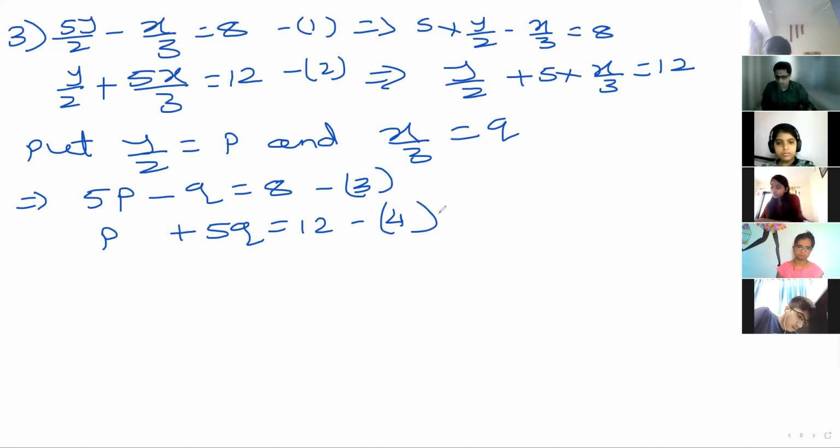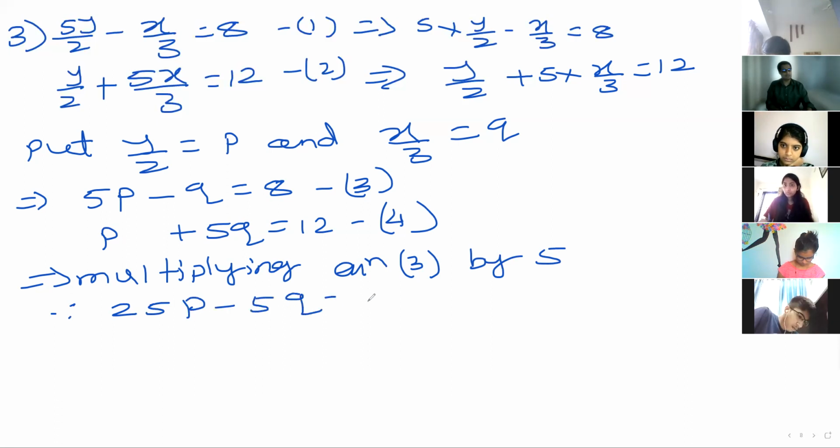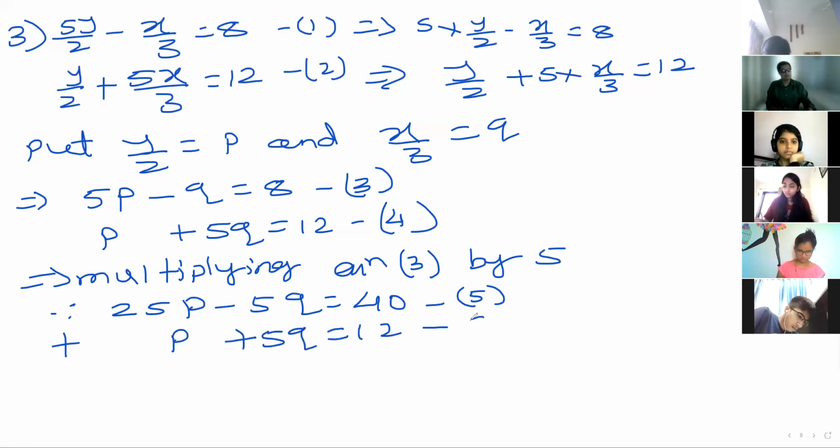Now what you can do, you can multiply equation 3 by 5. Okay, multiplying equation 3 by 5, क्या मिलेगा, सेम 25p minus 5q is equal to 40. ओके, ये इक्वेशन लेट्स से 5 बना दिया हमने, और हमको क्या करना है, ऐड करना है, प्लस डायरेक्टली कर देंगे p प्लस 5q इज इक्वल टू 12. इक्वेशन 3 और 5 हमने क्या किया, ऐड कर दिया.